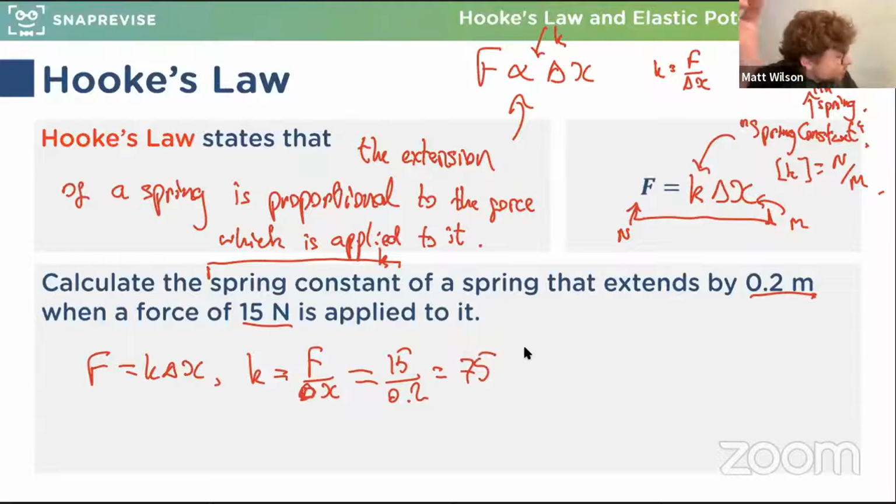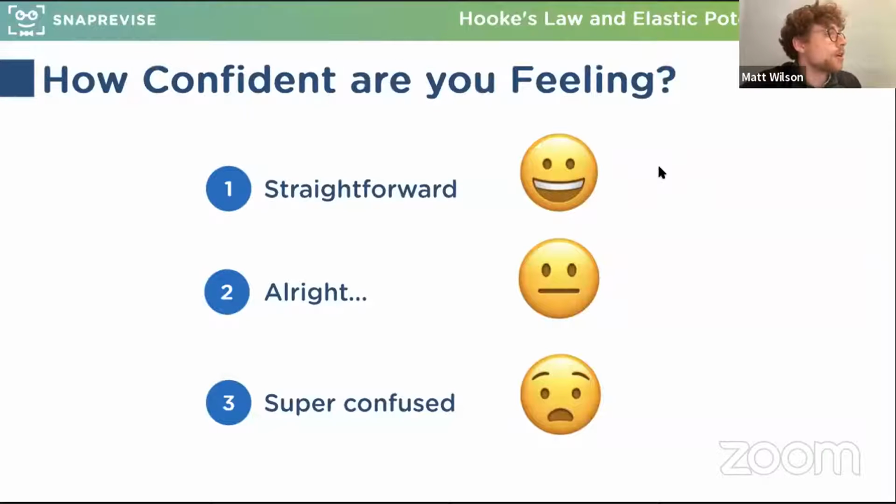And try to remember for yourself, what were the units of the spring constant? Well, we took a force, we divided it by a distance, so it's newtons per meter. Okay, good. Hopefully that's making sense. How are we feeling? We're feeling good, feeling kind of medium, feeling confused.